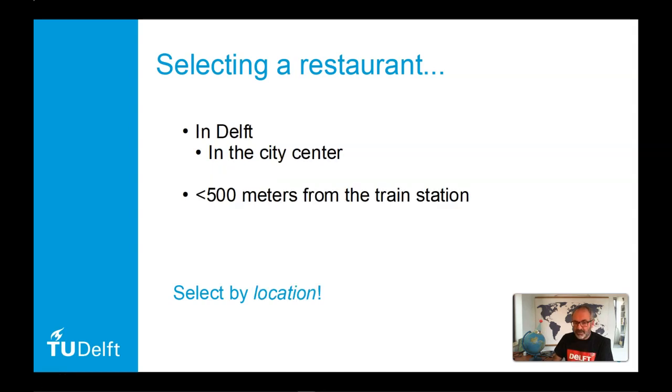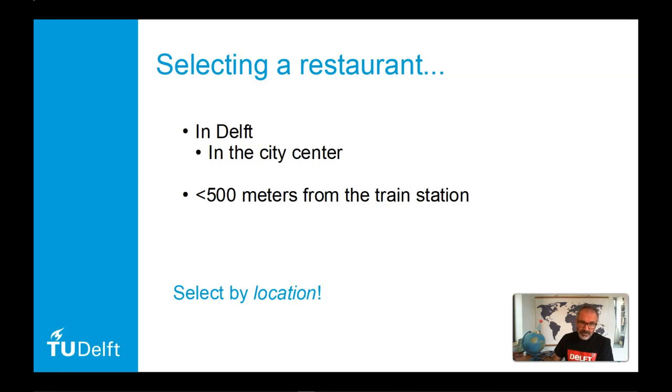Another way of selecting is where do you want to go to a restaurant? For example, you could say in Delft, but Delft is still a pretty big place, so you could also say in Delft in the city center or in another area of Delft. You could also have a look at train stations. If you come by public transport, you say I don't want to be further away than 500 meters from the train station, which in Delft of course gives you 500 meter circles around the 2 stations of Delft, Delft main station and the Delft campus station. Those are the things we call select by location.